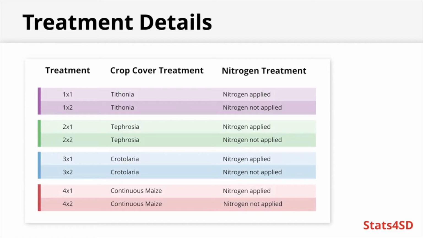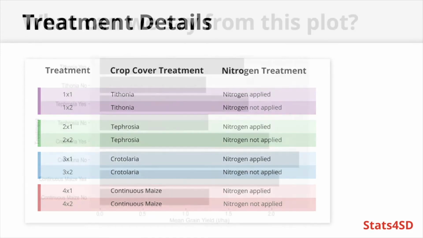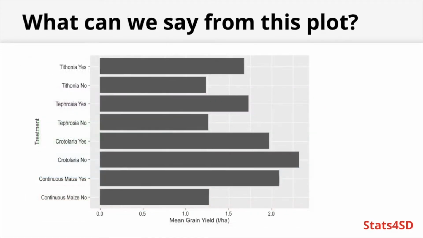So with this sort of structure, we're really losing information by not capturing that in the way that we plotted our previous graph. We want to respect this structure by trying to understand, okay, is there an effect of crop cover? Is there an effect of nitrogen? And is there an interaction between the two? Which is not just looking at the 8 individual values, we need to add some structure to our plot.